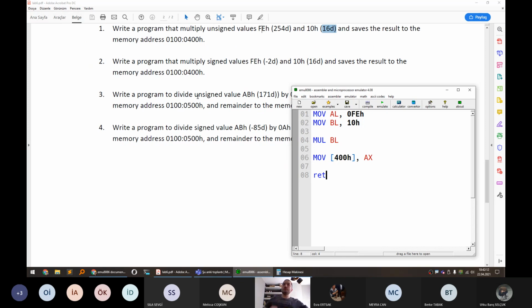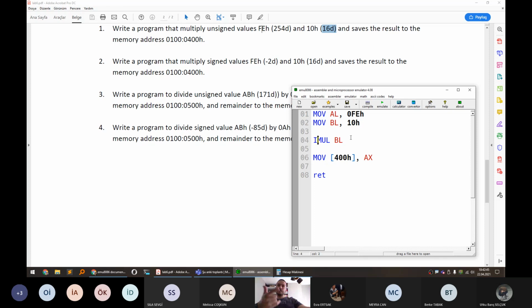Second question, numbers are same. This is FE again. This is 10 again. But this time, write a program that multiplies signed values. Signed value of FE is -2. And signed value of 10 is 16. This number is same. This number is same. I'm only going to add a single character, which is I.